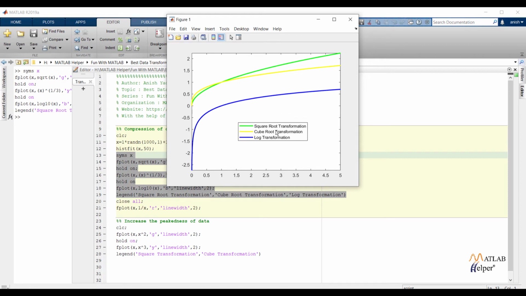The first point is that the log transformation technique is stronger than the cube root transformation technique, and the cube root transformation technique is stronger than the square root transformation technique. The second point we can visualize: if we apply log and square root functions to a negative number, we will get a complex number. So we can conclude both transformation techniques are not applicable when data has negative observations. Also, the log transformation technique is not applicable to zero values.